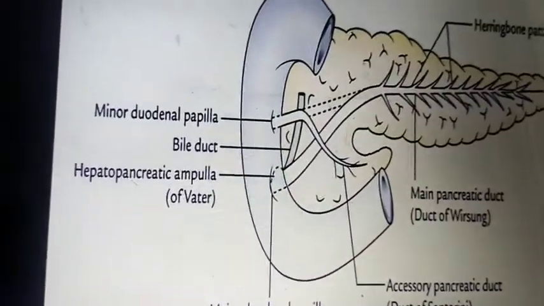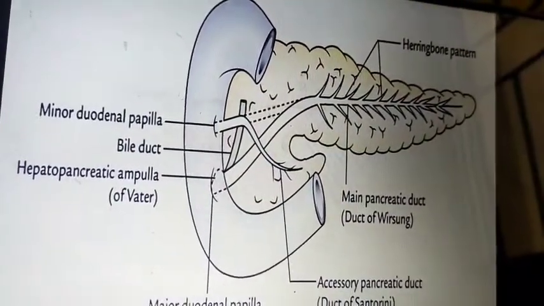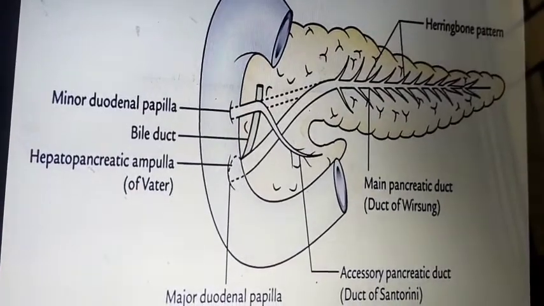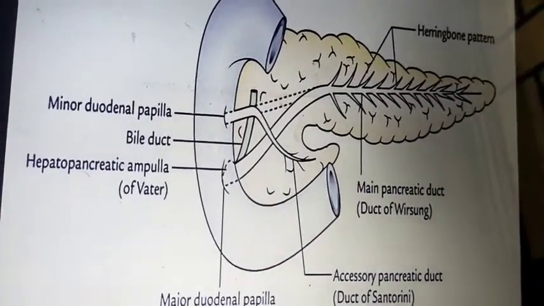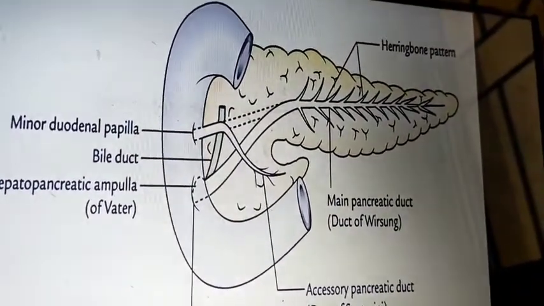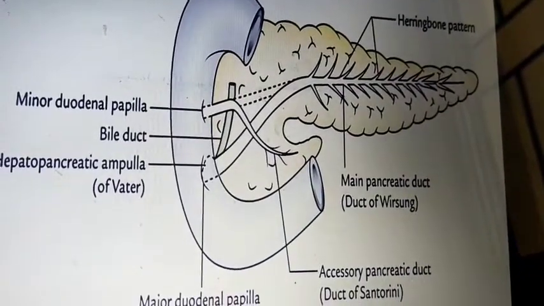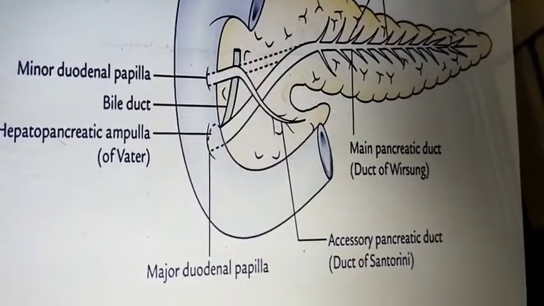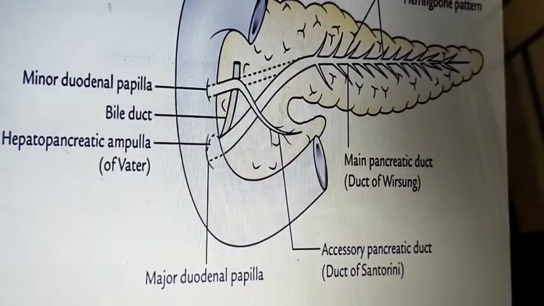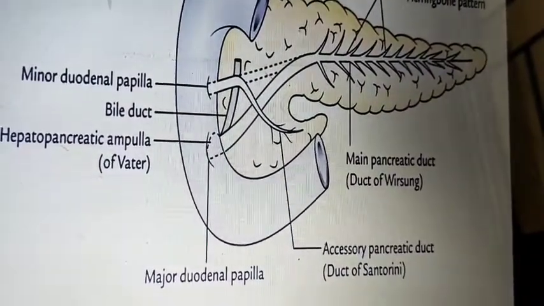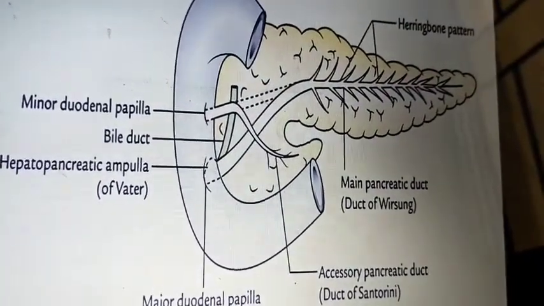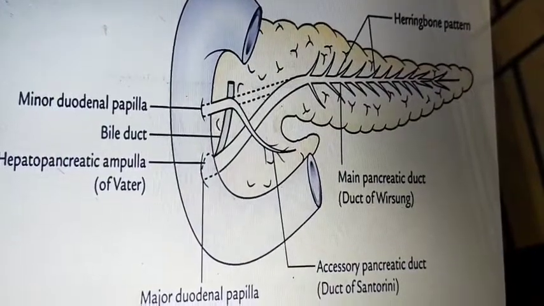Now the ducts. There are two main ducts of the pancreas. One is the duct of Wirsung, and the other is the accessory pancreatic duct, also called the duct of Santorini. How are the main pancreatic ducts seen? The duct arrangement is like a herringbone pattern.